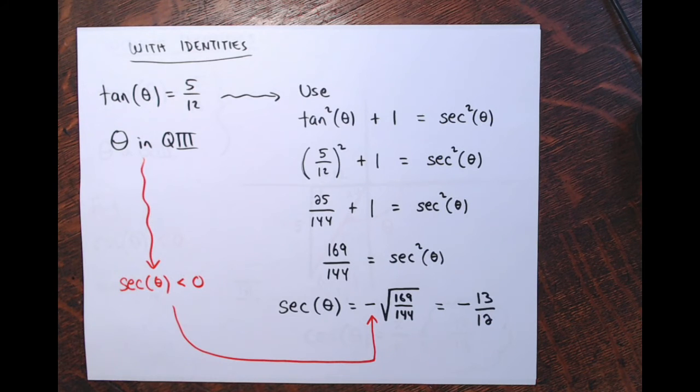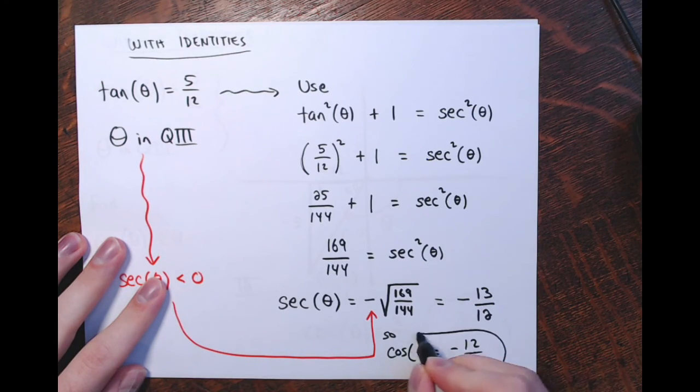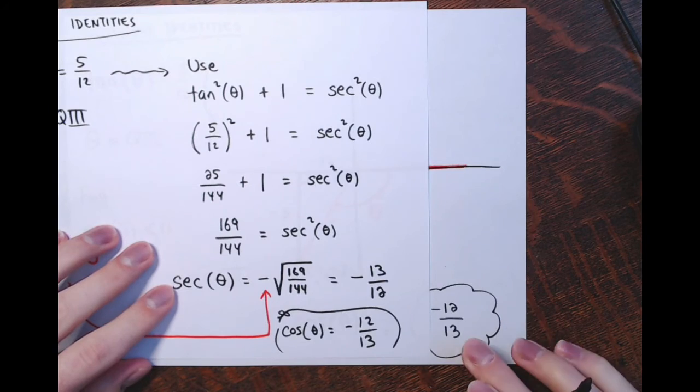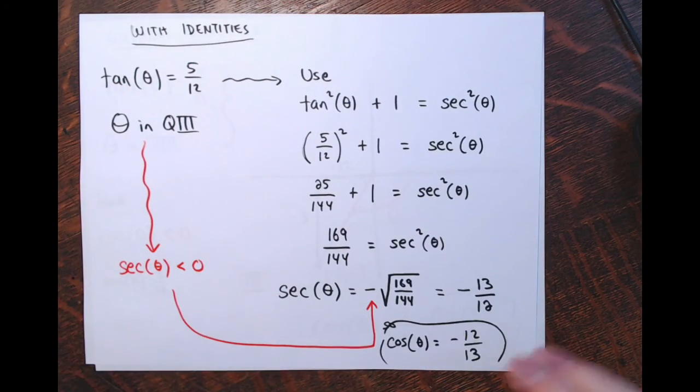And then we just use our reciprocal identity. We have to find the cosine, so the cosine of theta is negative 12/13, the reciprocal of that. And that's exactly what I got on the previous page. So either way is fine.